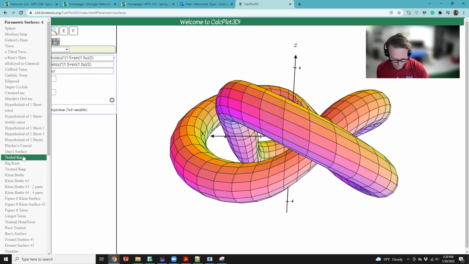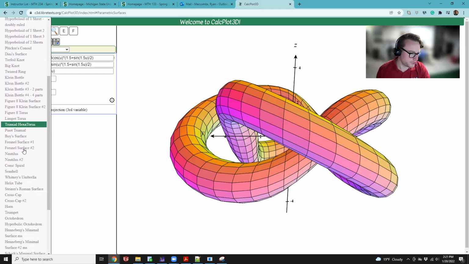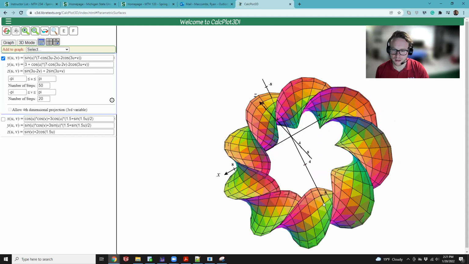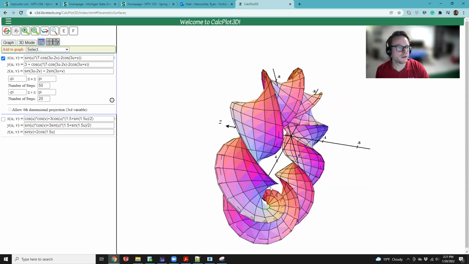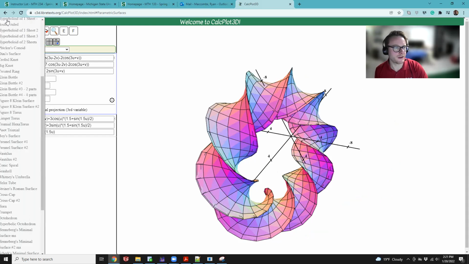Let's see another one. If I can find the twisted ring, I like that one quite a bit. Oh, twisted ring right there, like this. Again, same thing. And see that all things considered, these are pretty short equations. We could take the derivatives of any of them, for instance, and it wouldn't be too bad.